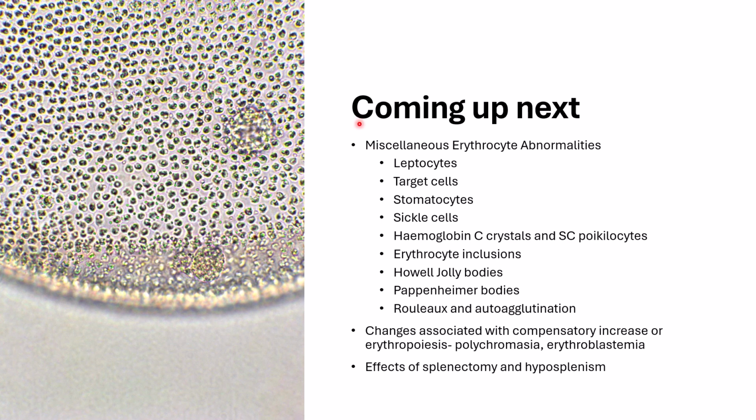So this was all about this presentation. In the next one, we'll be talking about the other erythrocytic abnormalities like leptocytes, target cells, stomatocytes, sickle cell, hemoglobin C crystals, and SC poikilocytes, erythrocyte inclusions, Howell-Jolly bodies, Pappenheimer bodies, rouleaux, and autoagglutination. Changes associated with compensatory increase of erythropoiesis, like seen in polychromasia and erythroblastemia, and effects of splenectomy or hyposplenism.